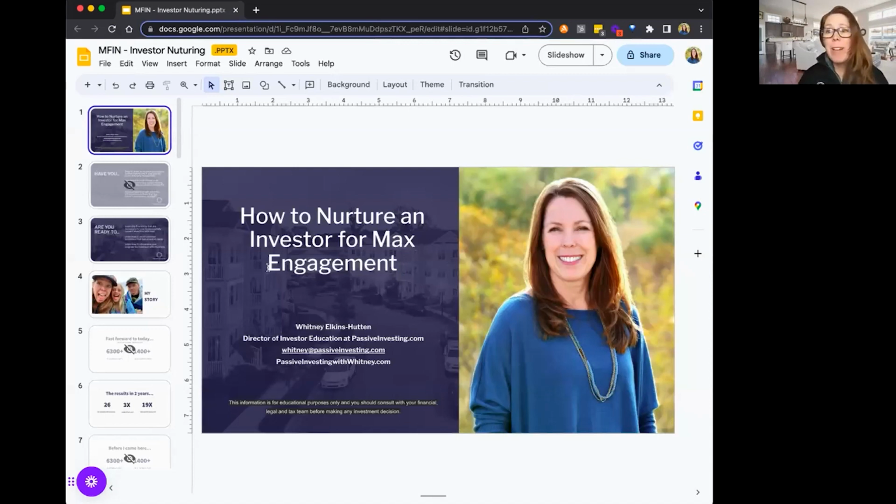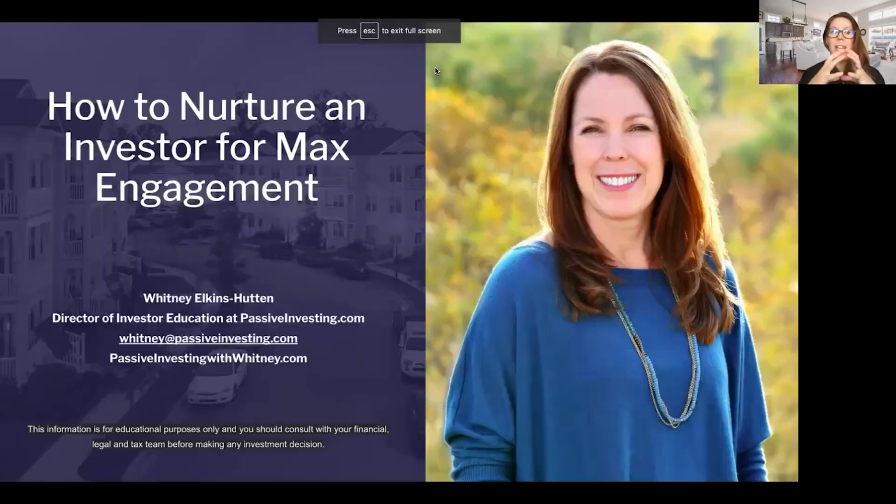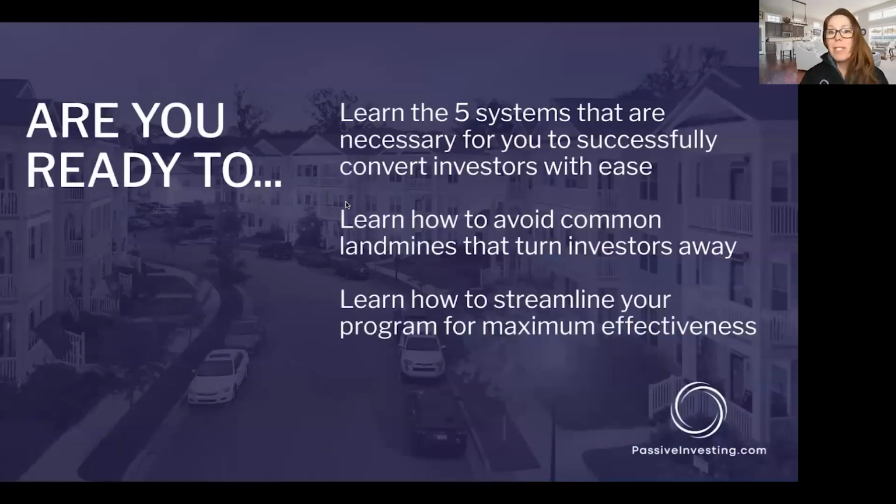So today we are actually continuing our conversation of how to build this investor education engagement funnel. We've been working through it the past few months. We started at the top of the funnel. Now we've taken our investor all the way through the funnel, and we're talking about once they're in our world, how do we continually nurture them for max engagement? And this is something that I really love doing.